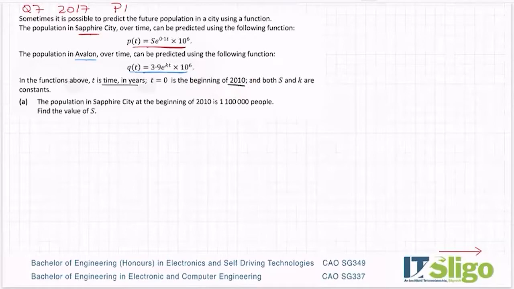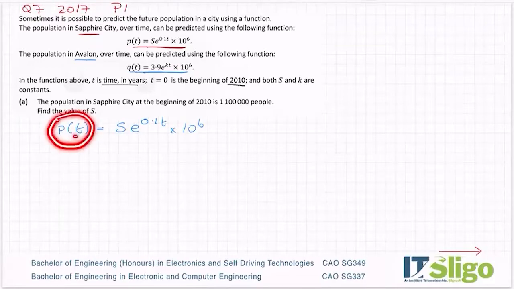The population in Sapphire City at the beginning of 2010, so that was the beginning of time, is 1,100,000 people. Find the value of s. Okay, let's have a look at this one. So Sapphire City, I've underlined Sapphire in red. For Sapphire City, P of t is equal to s e to the 0.1 t by 10 to the 6. Just a little bit on notation here: this is the population at time t.